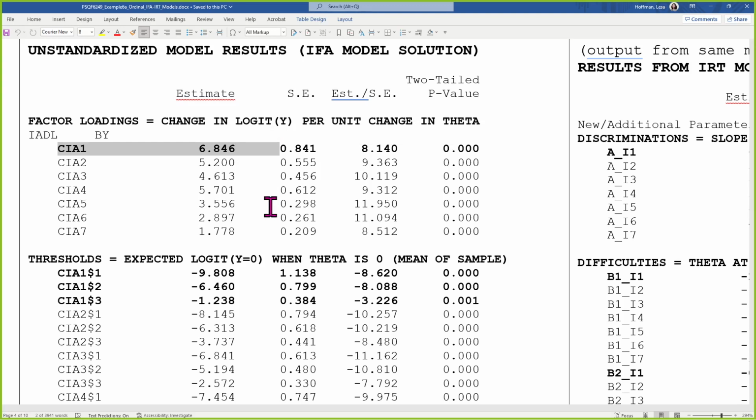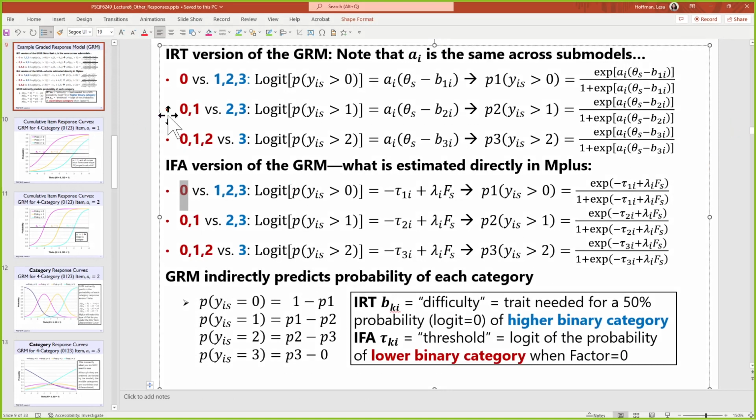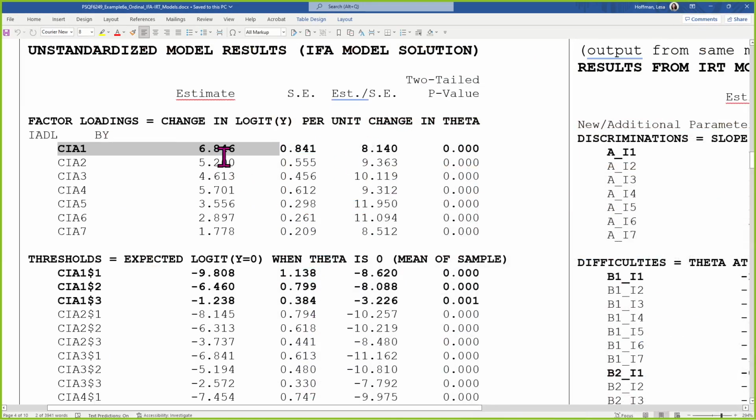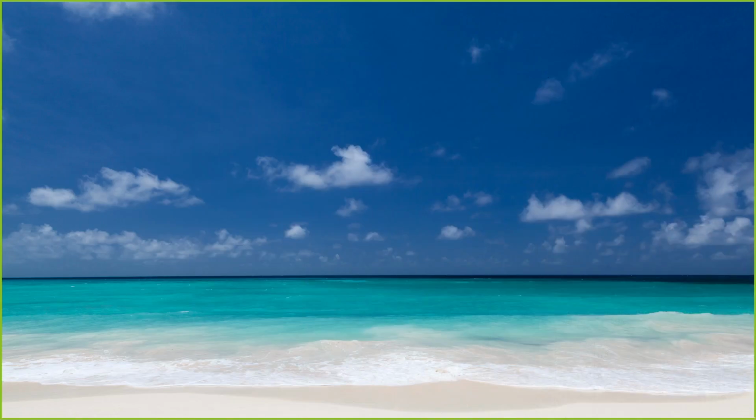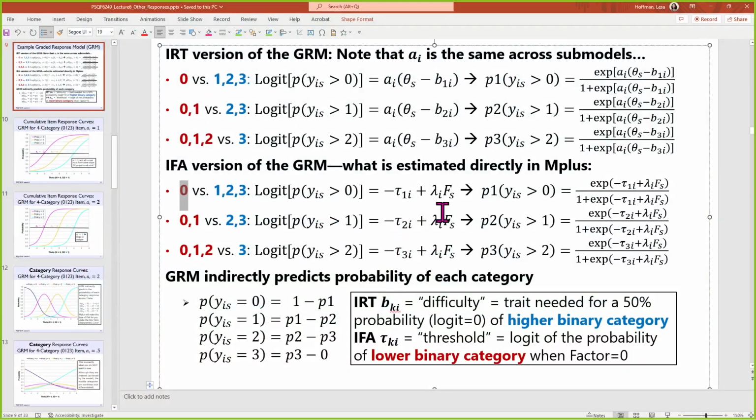Now, which item response? Because our choices are 0 versus 1, 2, 3, 0, 1 versus 2, 3, or 0, 1, 2 versus 3. Which of these submodels is this the loading for? All of them? Is that what you said? Yeah, you're right. Because it's loading A sub i, all of the submodels for the same item share the same slope.